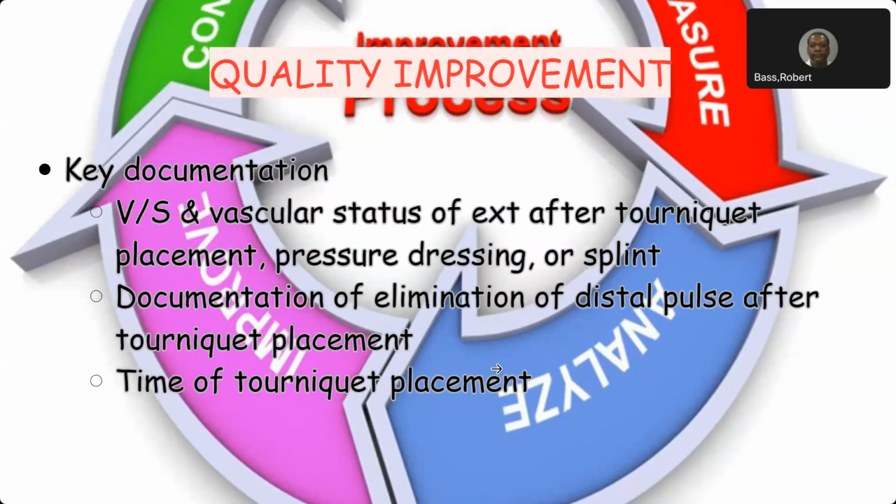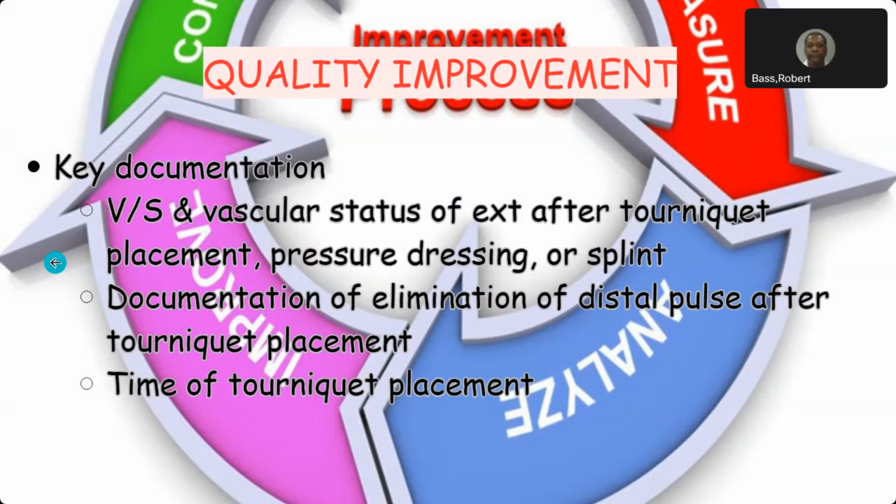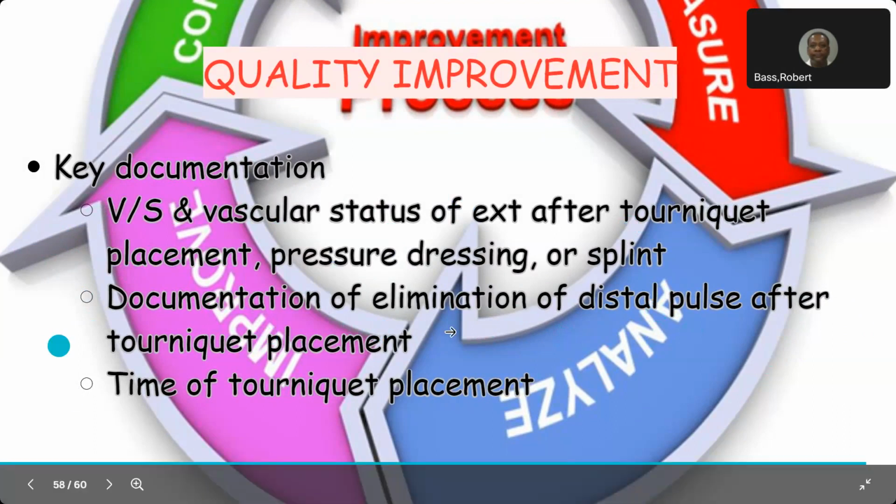When it comes to quality improvement and documentation, things that we want to document, their vital signs, their vascular status after the splint has been applied or the tourniquet has been applied, even the pressure dressing as well. We want to document that you lost distal pulses once that tourniquet was placed and the time that that tourniquet was placed as well.